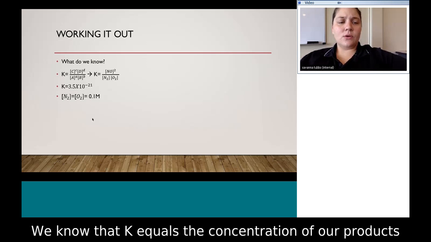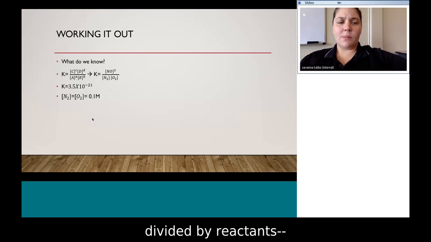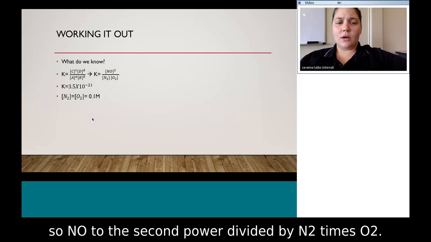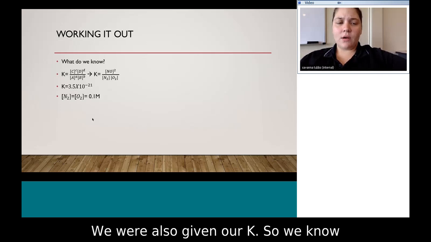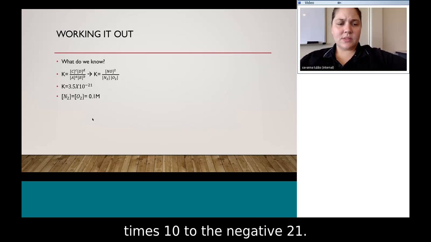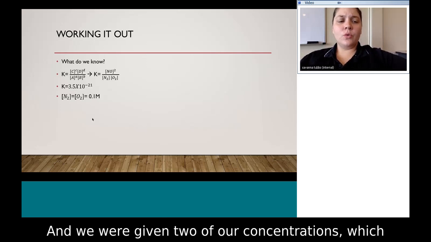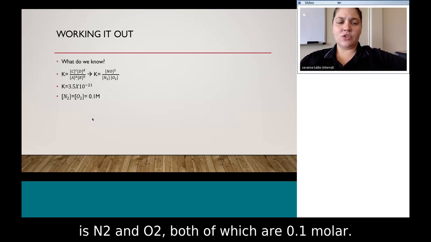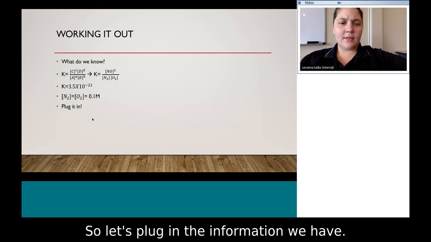We know that K equals the concentration of our products divided by reactants. So NO to the second power divided by N2 times O2. We were also given our K, so we can plug that into our equation, which was 3.5 times 10 to the negative 21. And we were given two of our concentrations, N2 and O2, both of which are 0.1 molar. So let's plug in the information we have.